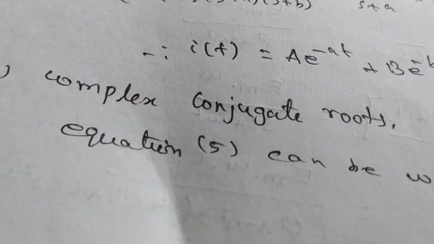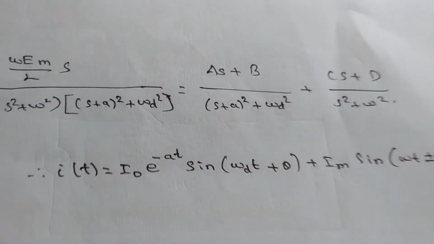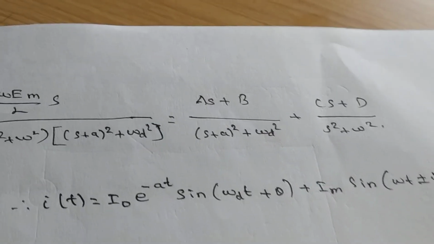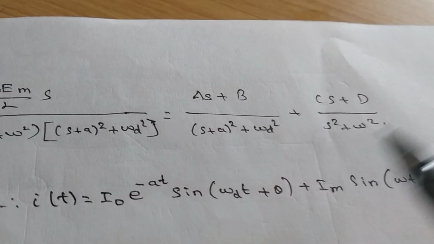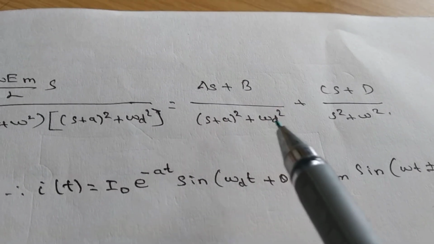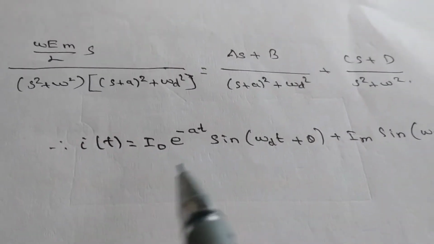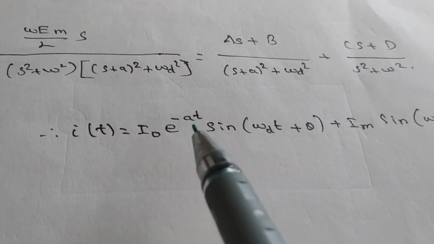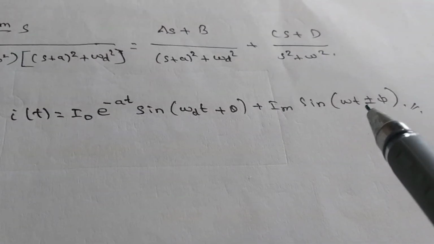The third case is complex conjugate roots. Equation 5 can be written, following the previous two steps of equal and unequal roots, as A s plus B, C s plus D, with the complex conjugate factor s plus a whole square plus omega d square, plus C s plus D over s square plus omega square. Therefore the current i of t is I naught e to the power of minus a t sine of omega d t plus theta, plus I m sine of omega t plus or minus pi. This is the transient response of the AC circuit.